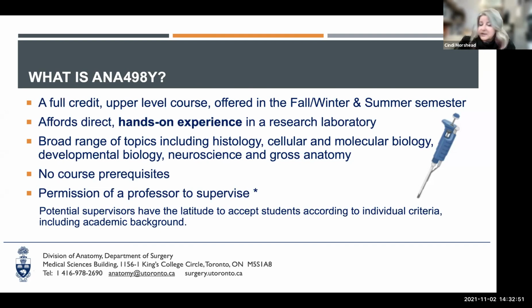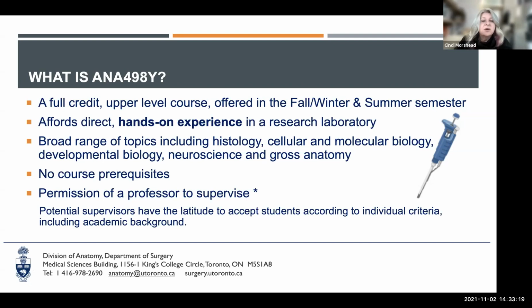So I should say here that potential supervisors, which I'll go in a little bit more detail how you might find one, they do have the latitude to accept students according to their own needs. So what I want to emphasize here is that it is the professor themselves that has the capacity to say, this is not what I'm looking for in an undergraduate student who will succeed in my lab.